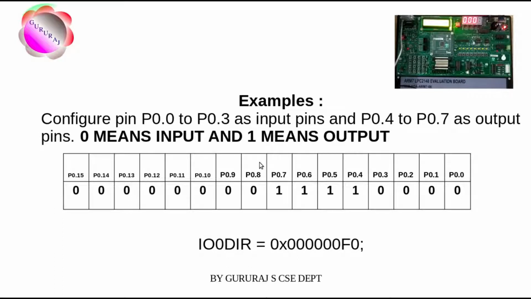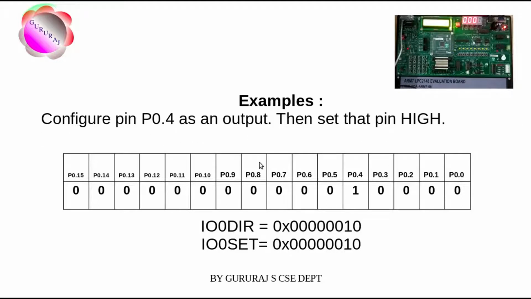Okay, so here in this example, what I am doing is configuring pin 4 as an output and then setting that pin to high. To do that, I am putting 1, because 1 means output, at P0.4. So for these 4 we have a 0, and for these 4 we have a 1 here. So IO direction means P0.4 is set as output, and I am setting that bit, which means I have to make that bit 1.